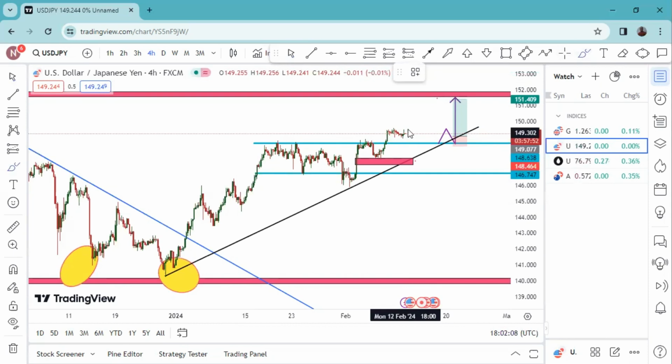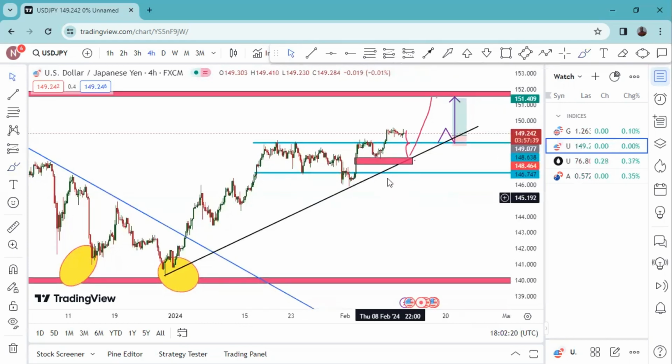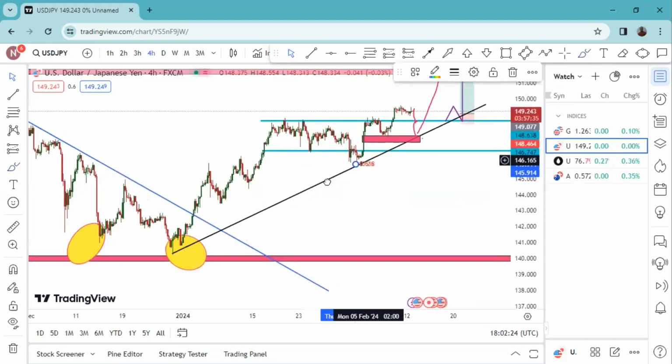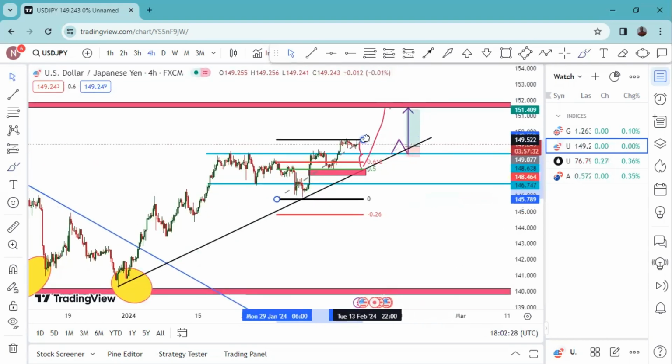go back to this level, or if it breaks this level, it will come up to this. Then I'll take a buy from there to the upside. Why this level? If you use my Fibonacci level, I draw from the bottom to the top.